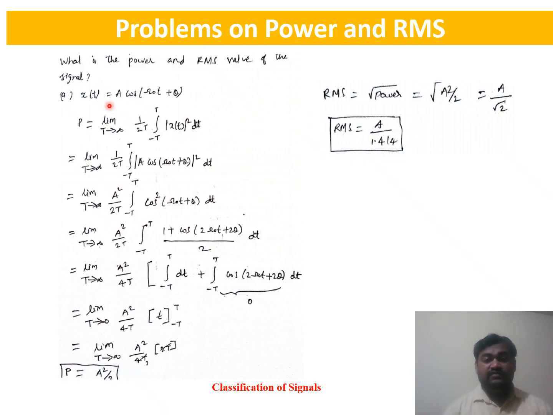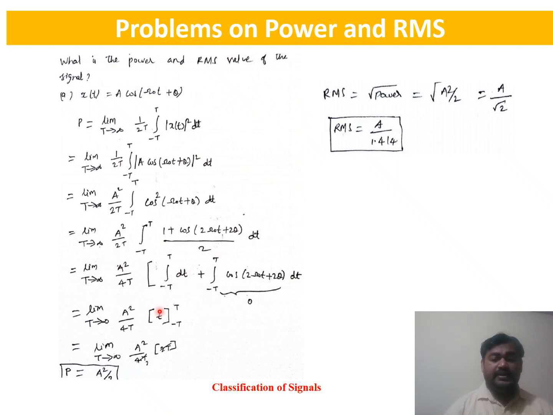Given that x of t equal to a cos of omega naught t plus theta, substituting here, a cos of omega naught t plus theta whole square dt, taking a square outside, you will be getting a square by 2T, cos square of omega naught t plus theta into dt. We know that the cos square theta formula is 1 plus cos 2 theta divided by 2. Substitute here. Then separating the two integrals, integral minus T to T dt plus integral minus T to T of the cosine term. This will become 0. So we will be getting dt.